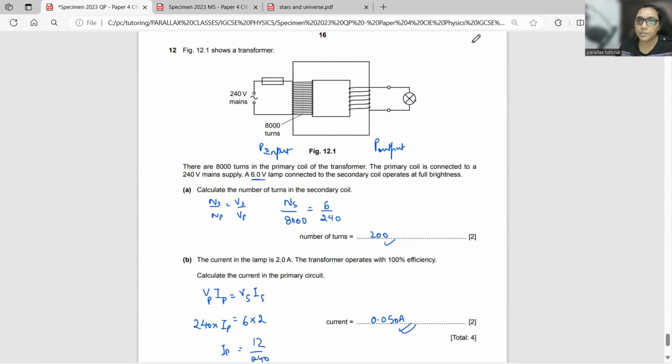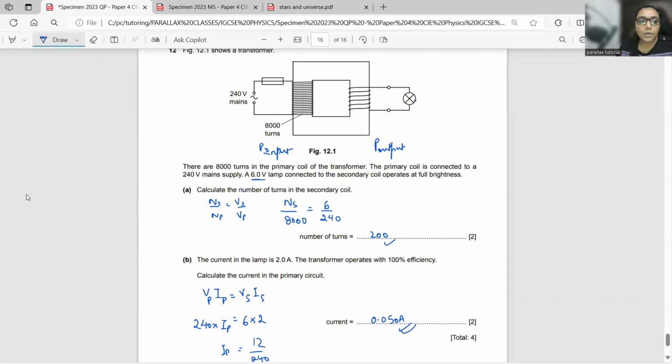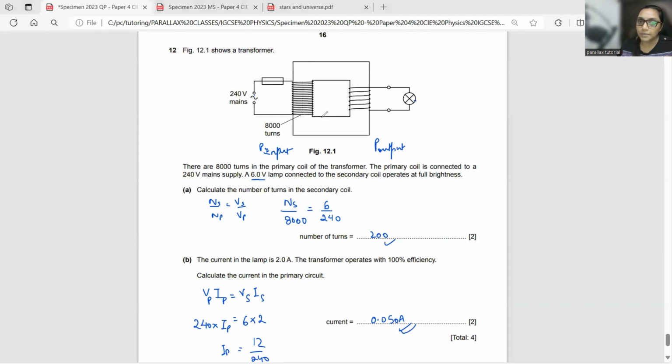Now, this was the question. Let's very quickly understand what a transformer is and how it works. So why do we need a transformer? Think about it. Let me give you some time to think about it. Why do you think we need a transformer? Think. What do they do?